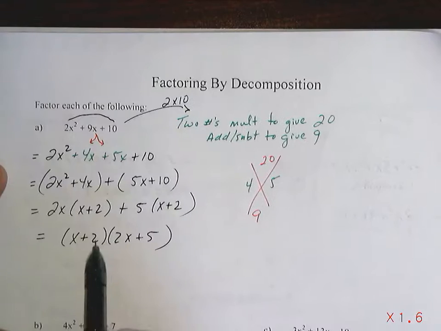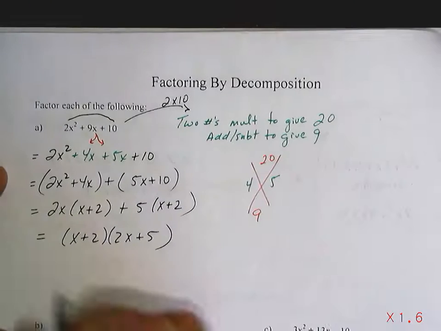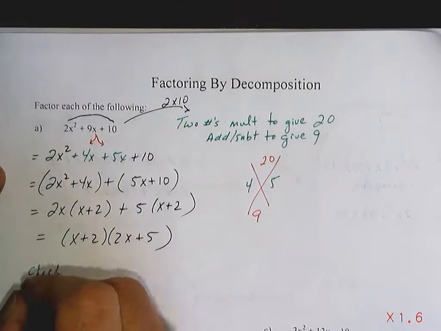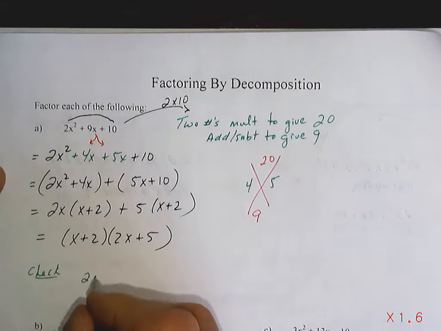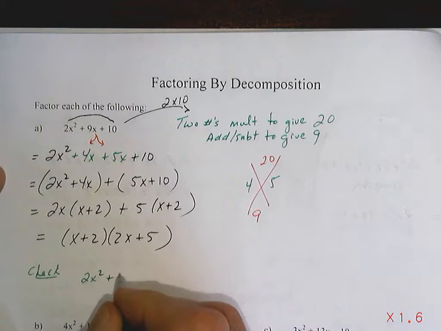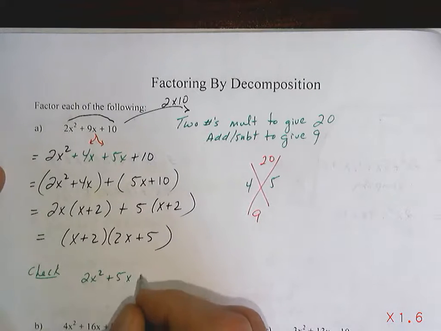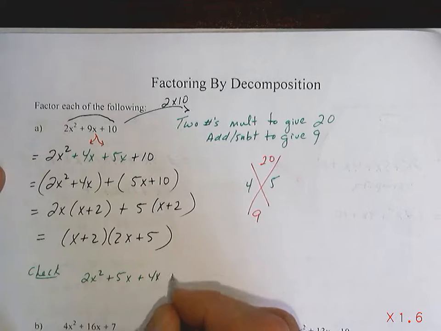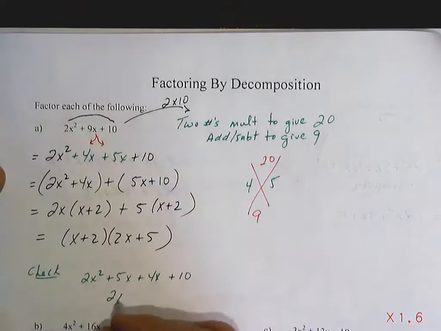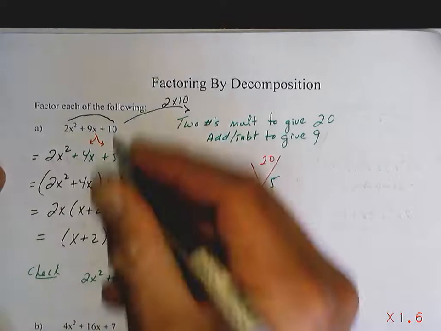I now have two things that multiply to give me my trinomial. Let's check if it works. X times 2x is 2x squared. X times 5 is 5x. 2 times 2x is 4x. 2 times 5 is 10. 2x squared plus 9x plus 10 is correct.